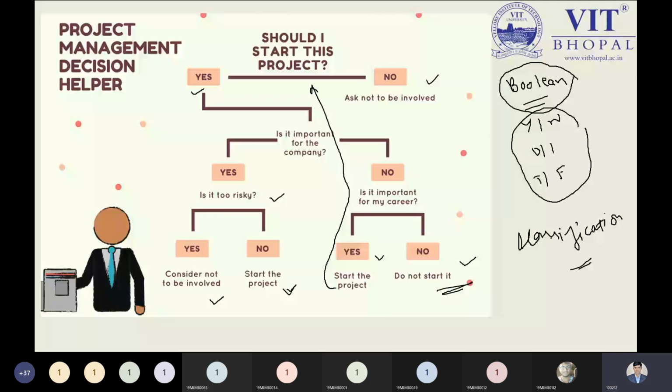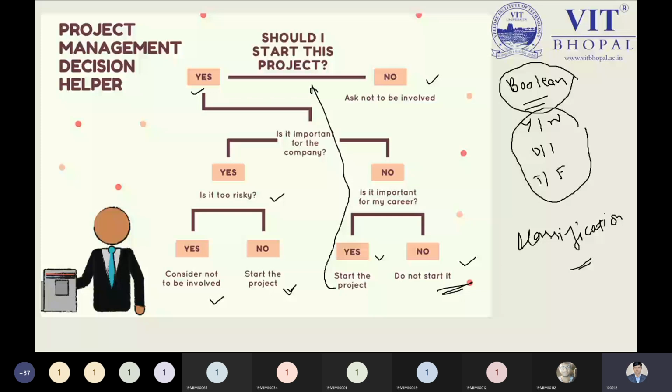But after choosing this option, you will find yourself at a different or next level. If this project is beneficial to the company, then you are saying yes. Then you find whether it is too risky or not risky. If it is not risky, then you can start. But if it is not beneficial for the company, but your management trusts you, no issue. If your management trusts you, then the manager is saying to you, you can go ahead with the project. Don't think about the company benefit right now. Think all about your career.